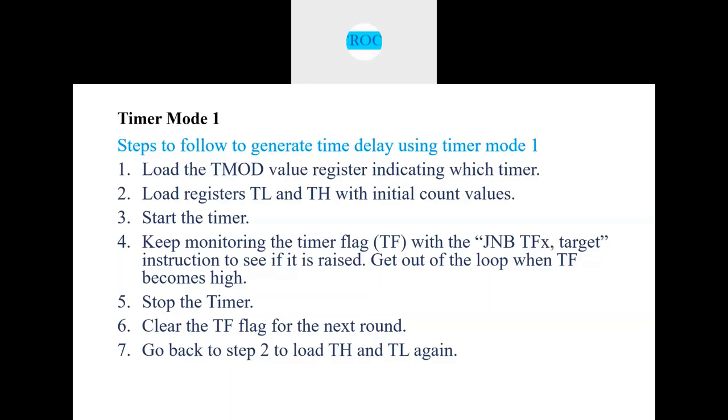Load the TL and TH registers with initial count values. What could be the initial count values? It can start with 0, or you can have any initial values. And next, start the timer. As I said, how do you start the timer? Set bit TR0 or TR1.